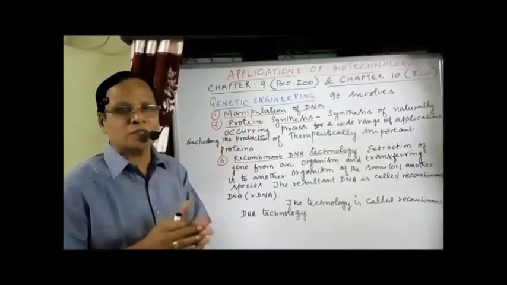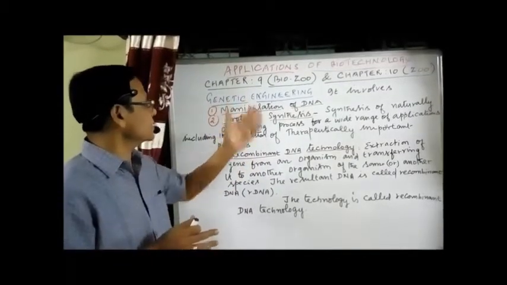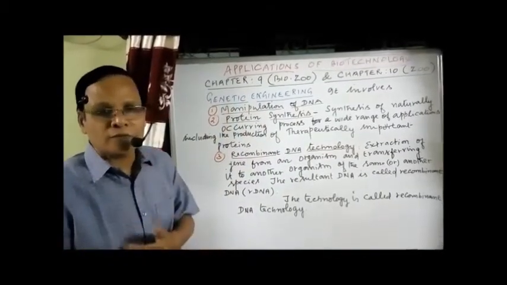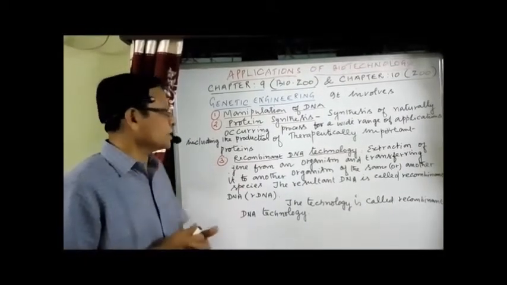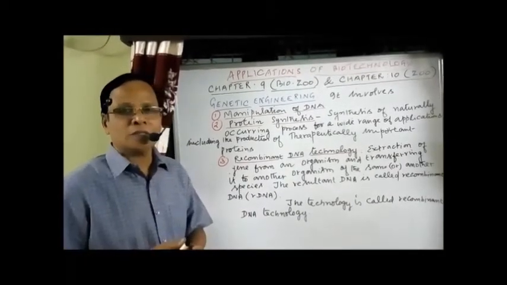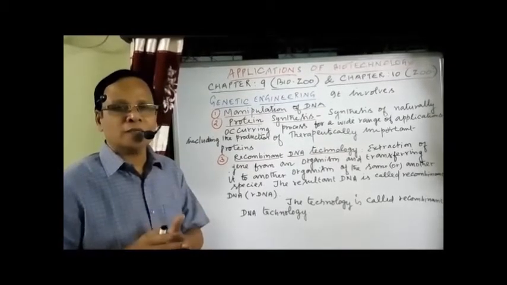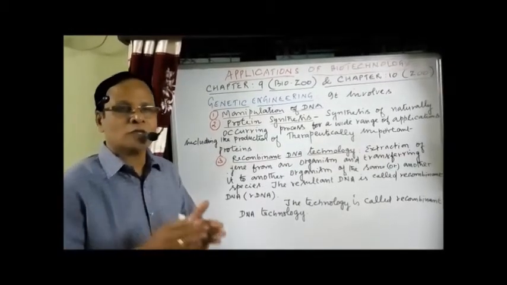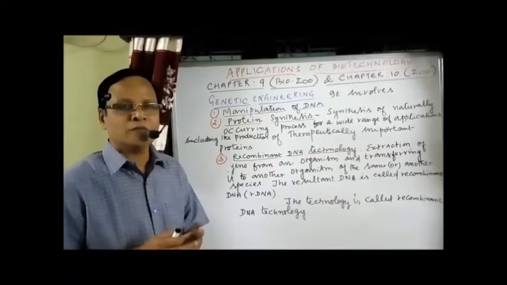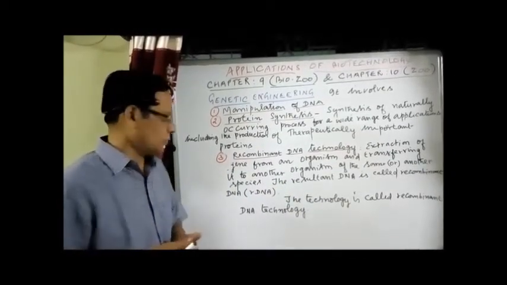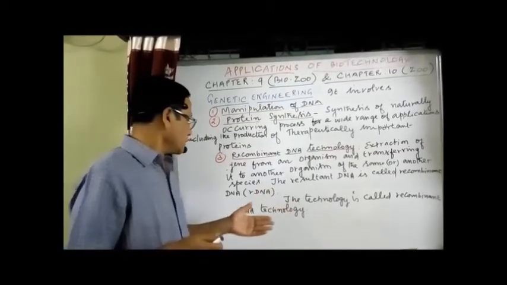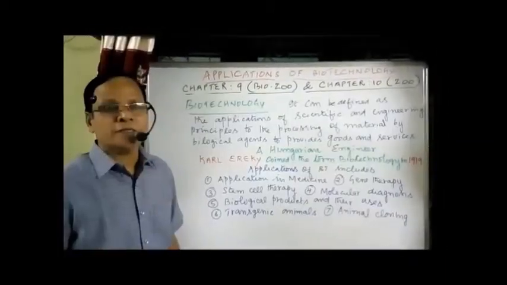So manipulation of genes involves manipulation of DNA, synthesis of proteins for therapeutic value, and number three, recombinant DNA technology, the production of rDNA by transferring a gene from one organism to another organism with the help of a vector or without vectors. We have studied this, I think. The technology is called recombinant DNA technology.